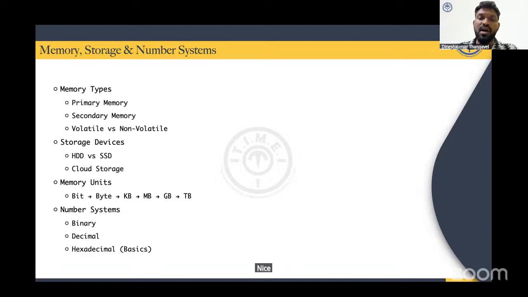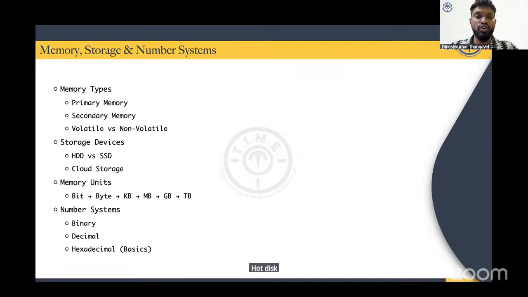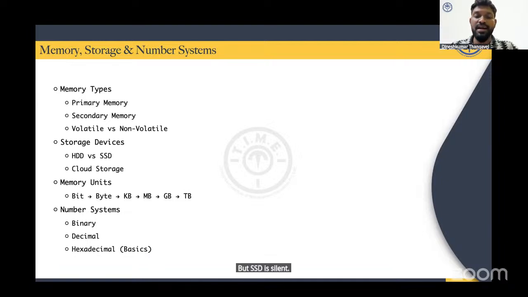Noise. Hard disk, yes, there will be a noise, right? So the fan sound, that's a processor fan, sorry. Hard disk sometimes gives you a noise when it tries to read or write data, but SSD is silent. Moving parts: we can move the HDD, hard disk. Let's say my laptop or my system gets a fault. I can remove the hard disk and keep it and use it in another system.